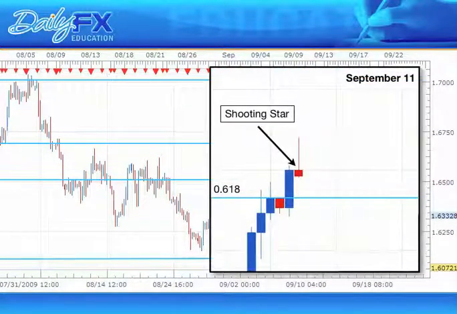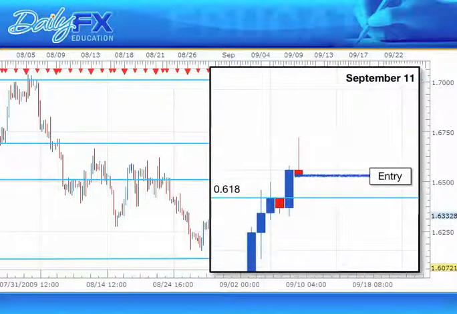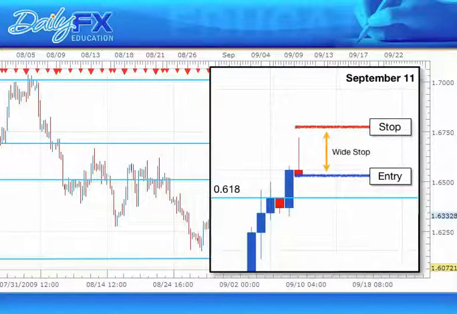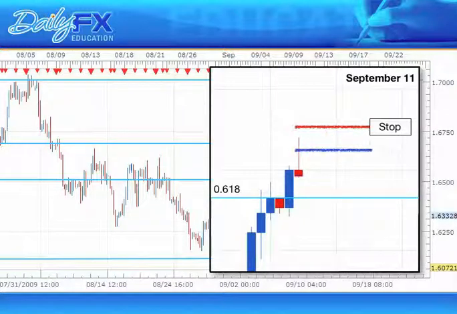An aggressive trader would enter on the open of the next candle, and place a stop 25 pips above the high of the shooting star. A more conservative trader is going to notice the long wick to the upside and anticipate a retracement of the wick. Therefore, a conservative trader may place an entry 1/2 to 2/3 up the distance of the upper wick and place their stop approximately 25 pips above the high of the shooting star.